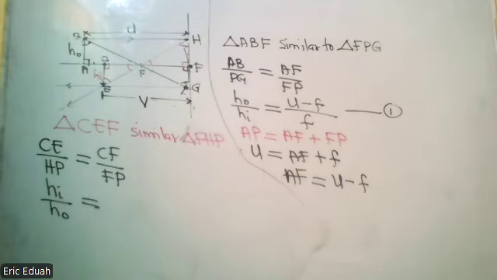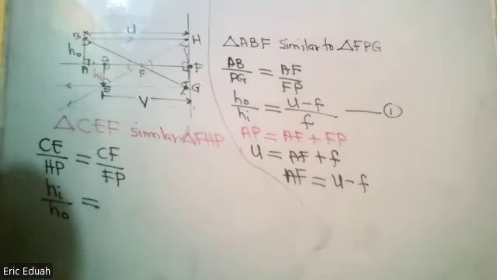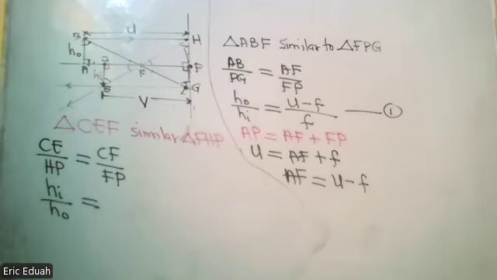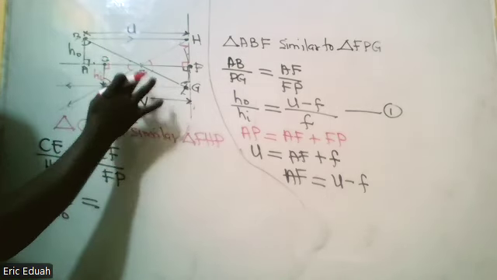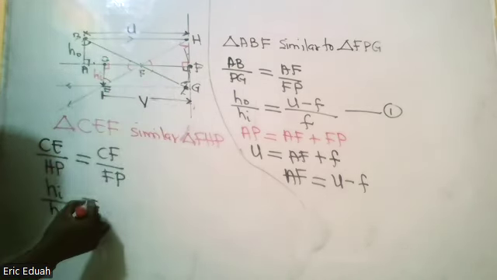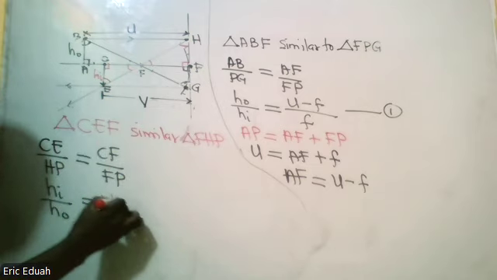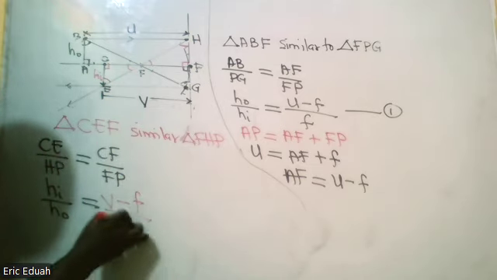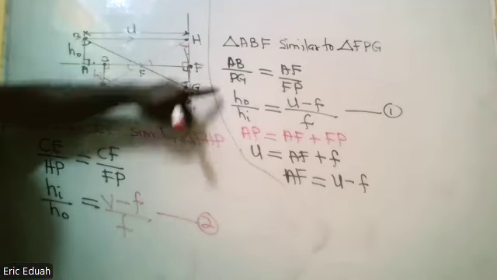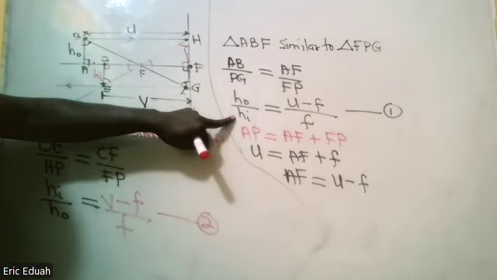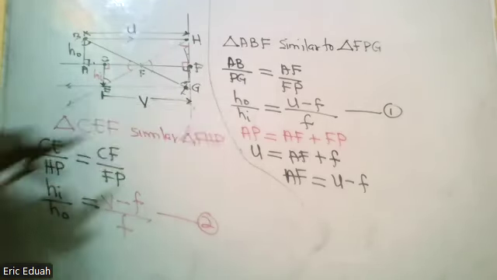Exactly. Do not be tired of analyzing the situation and then sharing with me, please. So CF is V minus F because CP is V and FP is F. So CF over FP is (V minus F) over F. Equation 2. Very, very simple. Now, look at equation 1. Equation 1 is HO over HI.